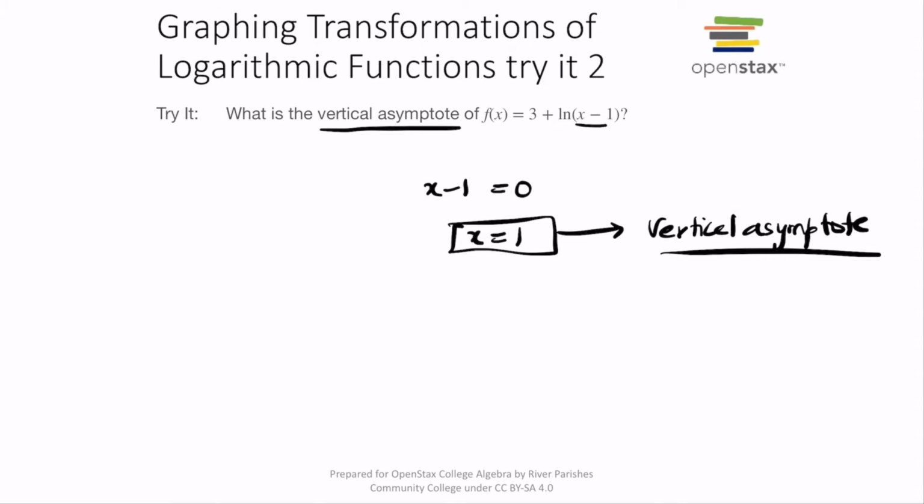So we take the value inside the log and equate it to 0. Whatever value you get for x becomes the vertical asymptote. So that equation becomes the vertical asymptote.